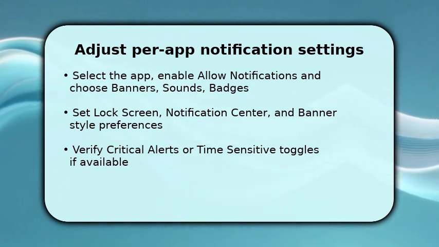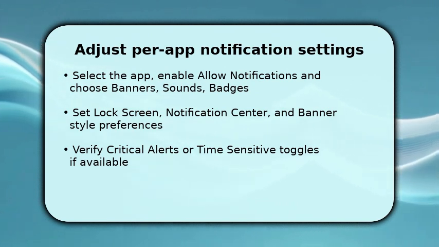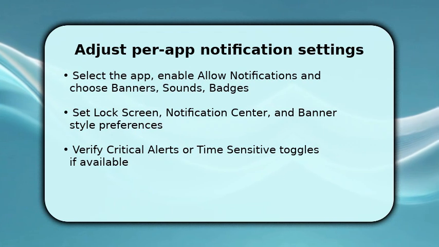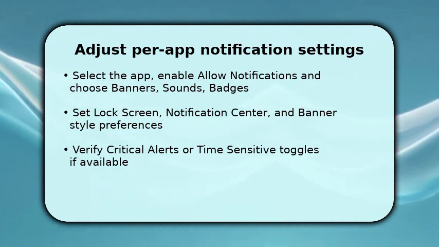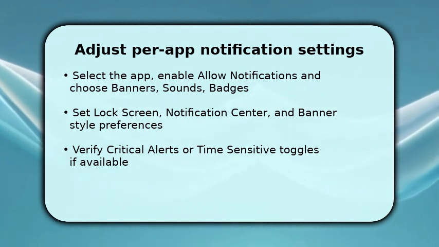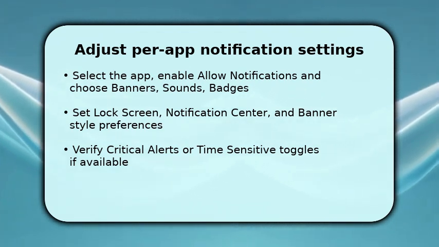Make sure sounds and badges are on so you get audible and icon cues. If the app supports critical alerts or time-sensitive notifications, enable those to bypass focus limits. This ensures important alerts reach you reliably.